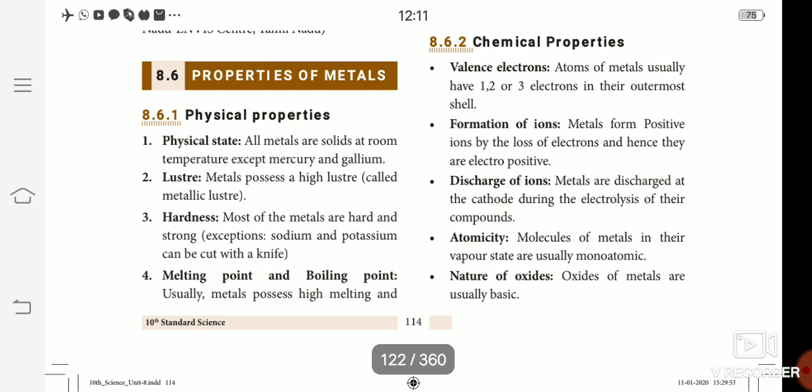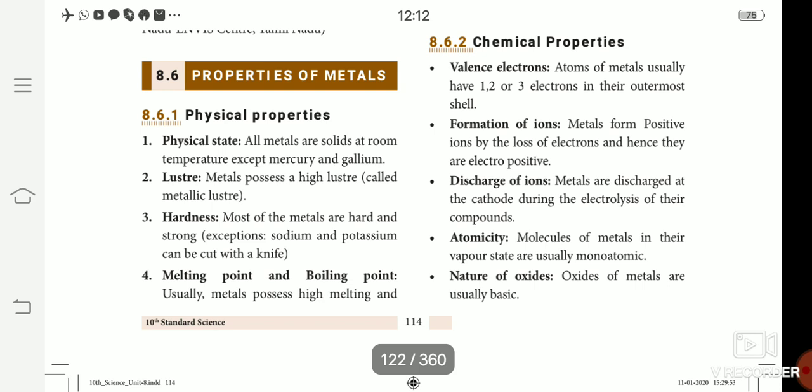Okay, so the lithium, the outermost electron is 3 electrons. So the metals usually have 1, 2 or 3 electrons in their outermost shell. Then the formation of ions: positive ions means loss of electron, and negative ions means gain of electron.